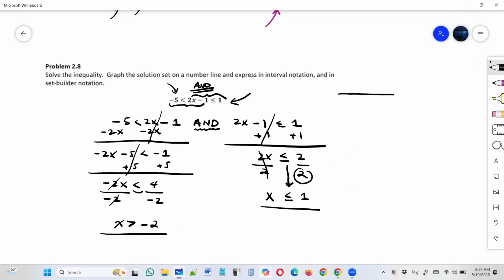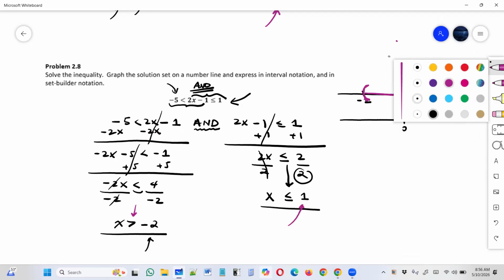Again, I am going to graph them on the number line next to each other. So let's do the -2 first. So plot the -2, which is here somewhere, greater than. So I'm going to shade it to the right. And because there is no equal sign, parentheses, right? Greater than -2.